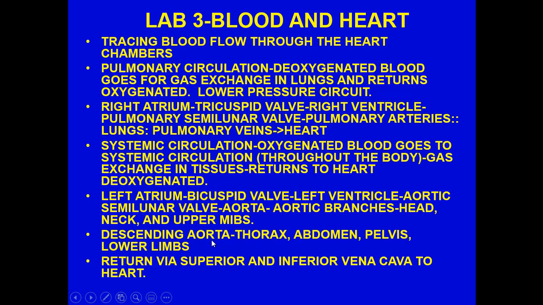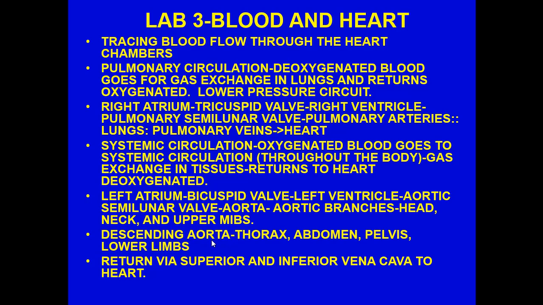Now, if we trace blood flow through the heart chambers, the pulmonary circulation, we have deoxygenated blood going for gas exchange in the lungs and returning oxygenated. It's a lower pressure circuit. Some of this I mentioned earlier. The blood flows from the right atrium, tricuspid valve, right ventricle, pulmonary semilunar valve, pulmonary arteries, lungs, pulmonary veins, heart. In the systemic circulation, oxygenated blood goes throughout the body. Gas exchange in the tissues occurs, and the blood returns to the heart deoxygenated.